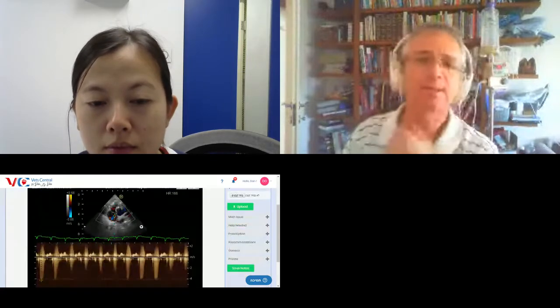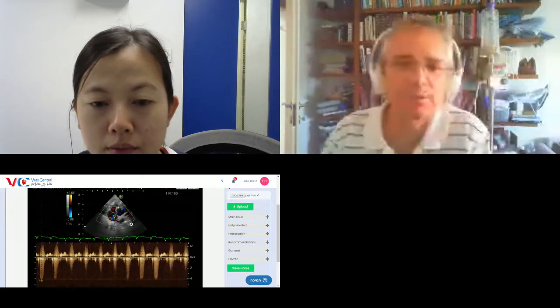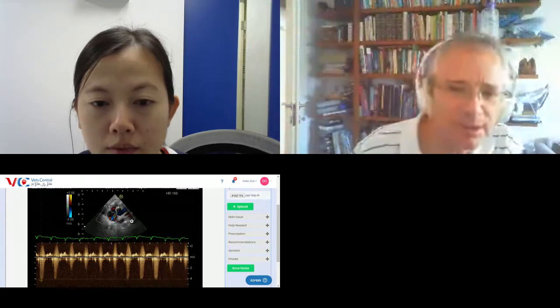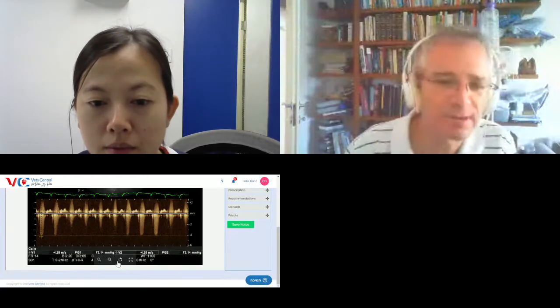Okay. I'm not entirely sure what the inset is showing us, but it looks like we may be looking at the tricuspid regurgitation jet in color. Yeah. I'll try to annotate that.